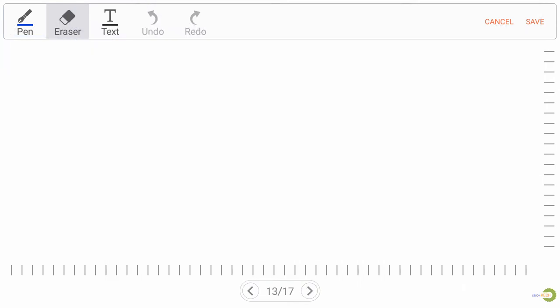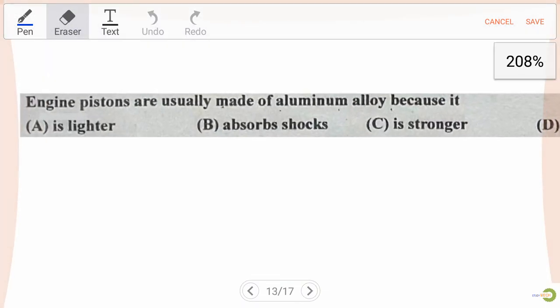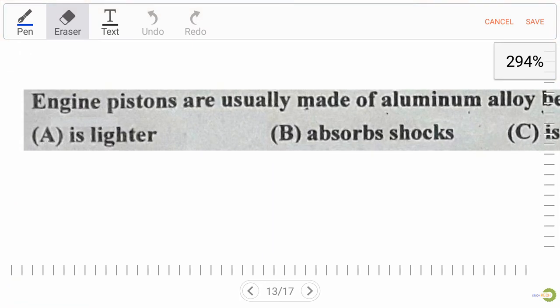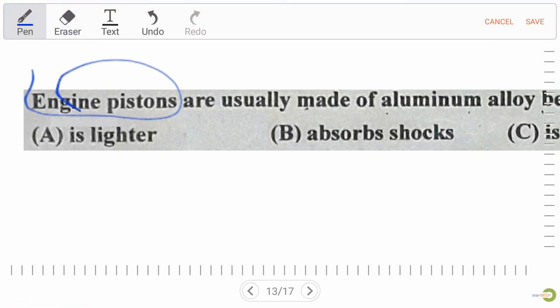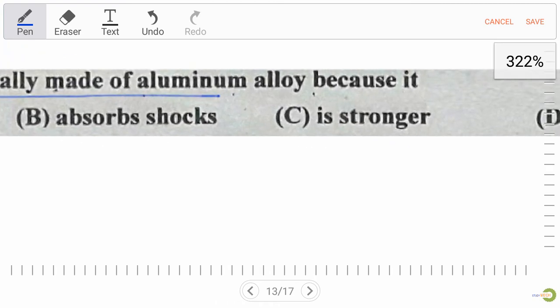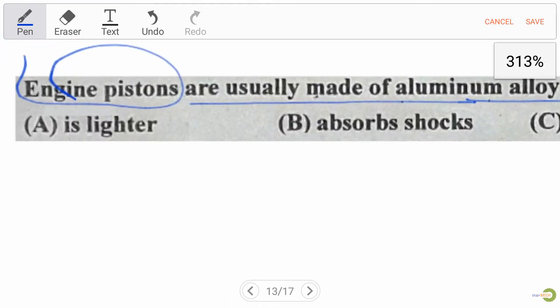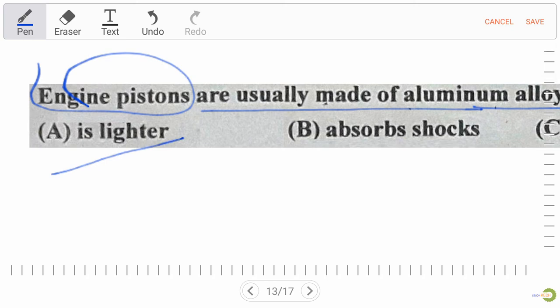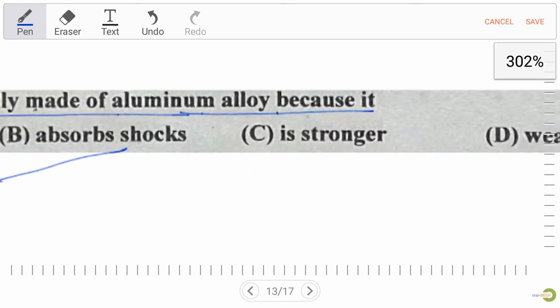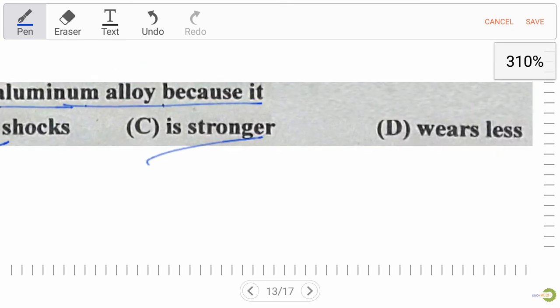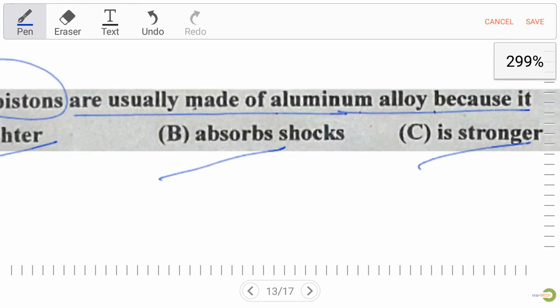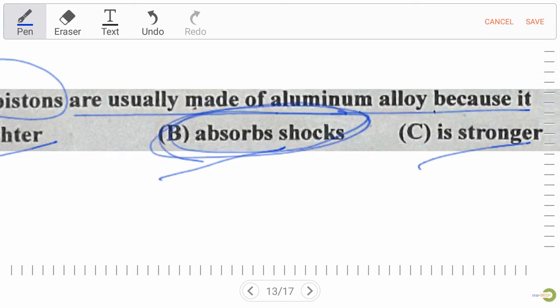Now let's move to the next detail. Our next question is about engine pistons. Engine pistons are usually made of aluminium alloy. Because of it, option A is lighter, option B absorbs shocks, option C is stronger, and option D wears less. Our right answer over here is absorbs shocks.